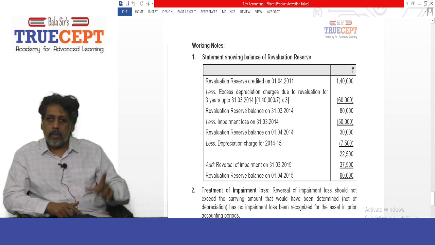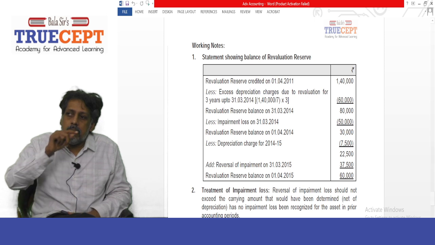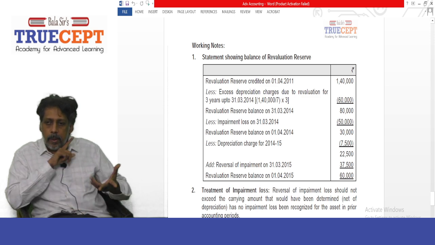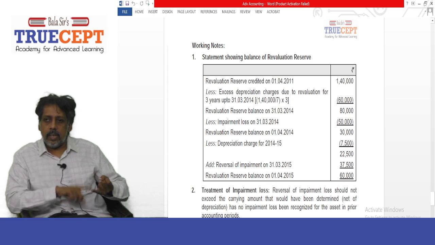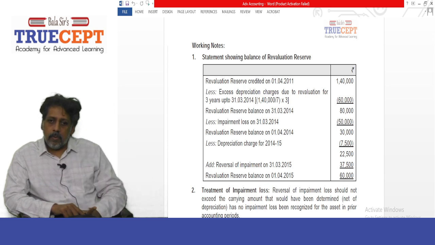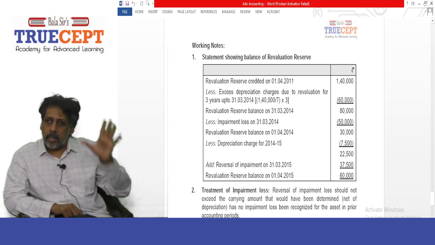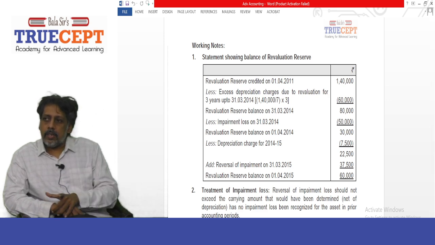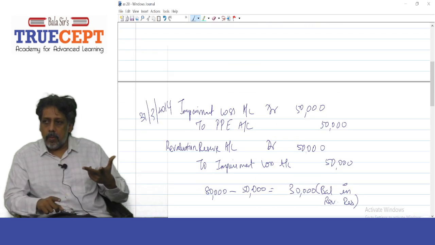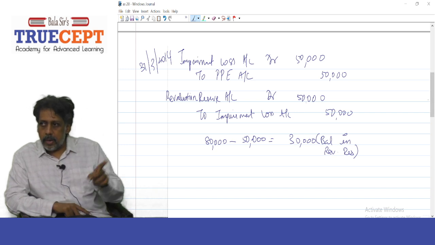Now, generally, an impairment loss on a non-revalued asset will be recognized as an expense in the statement of P&L. Is that fine? Impairment loss is generally charged to the profit and loss account. But here, because we have a revaluation surplus, that's a reserve, the impairment loss on a revalued asset will be debited to the revaluation reserve account. Is that clear? Yes. Now just see the journal for that. Revaluation reserve, that is impairment loss account, debit to asset, to property, plant and equipment.